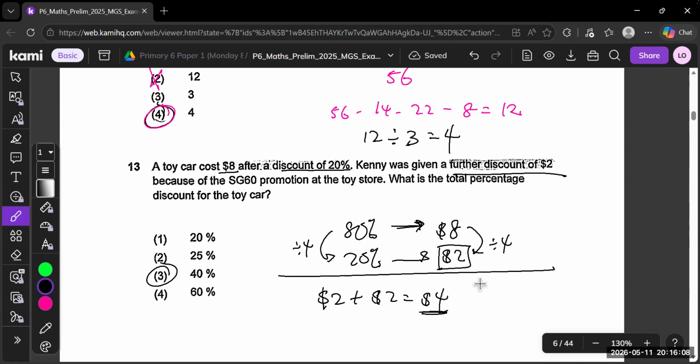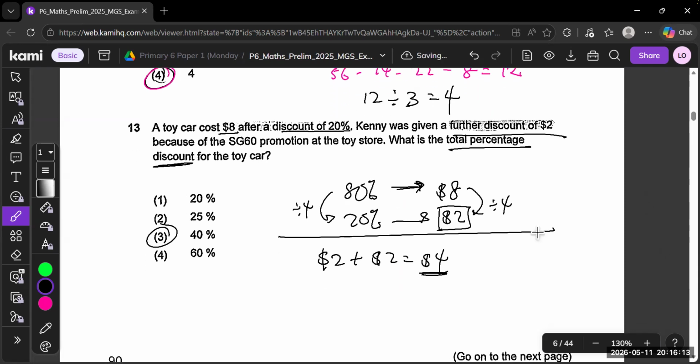Now you need this to get your total percentage discount. To get your percentage discount, you must write your fraction first. So what is your fraction? The numerator is the total discount. Then what's the denominator? The denominator is the original price, the cost price. So what is the original price? 100%. If you want to find the percentage discount, the numerator is the discount and the denominator is the original price.